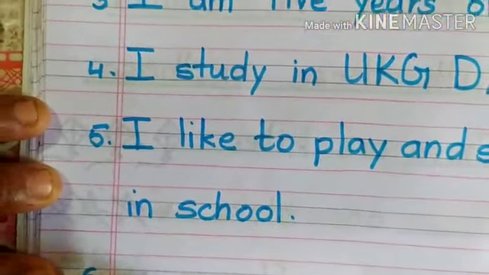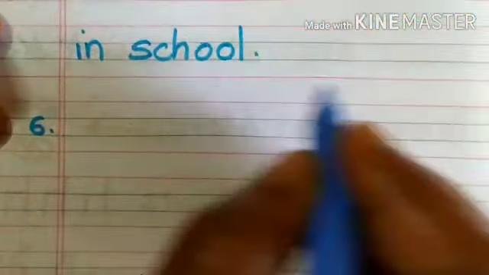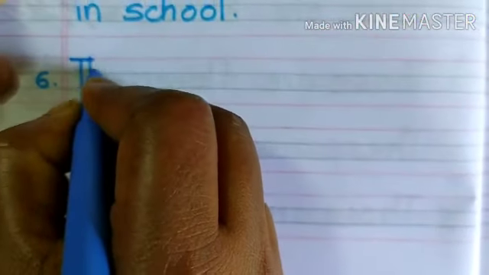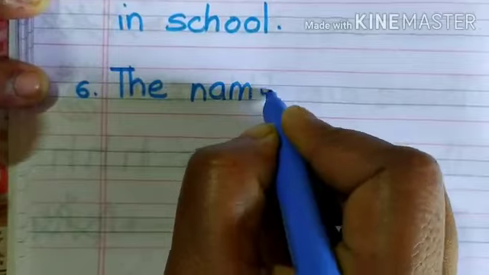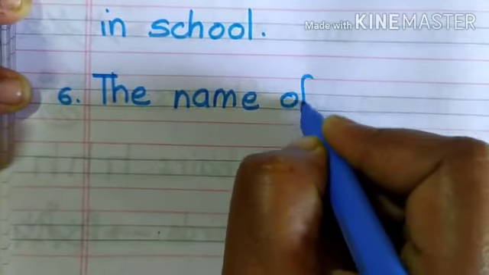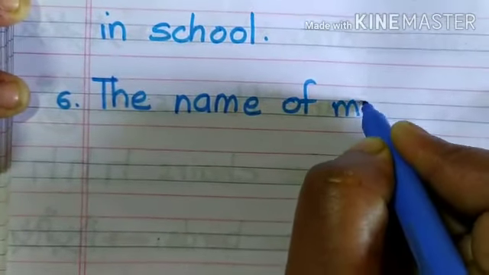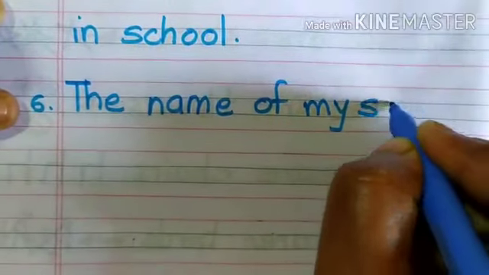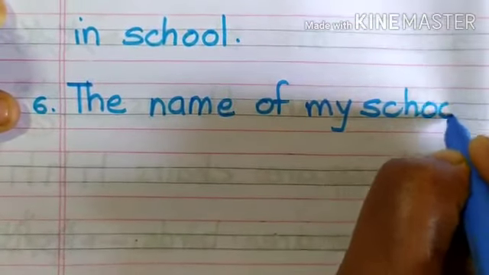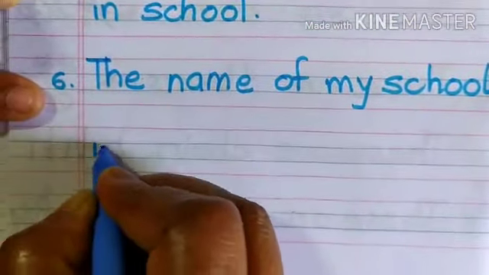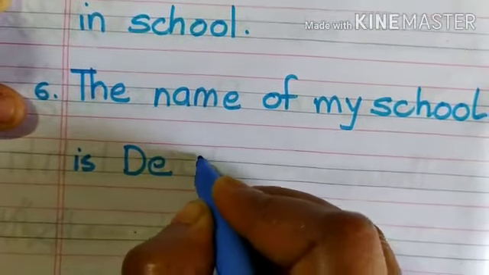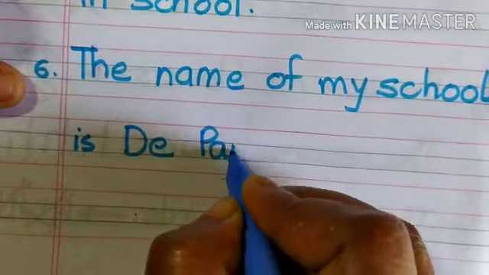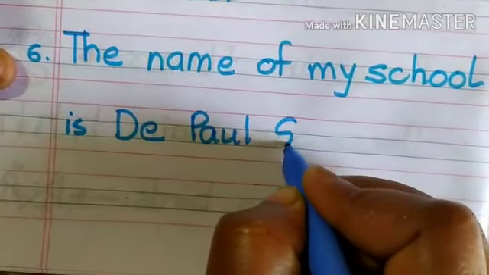In the sixth sentence, you write the name of your school. The name of my school is D. Paul School.